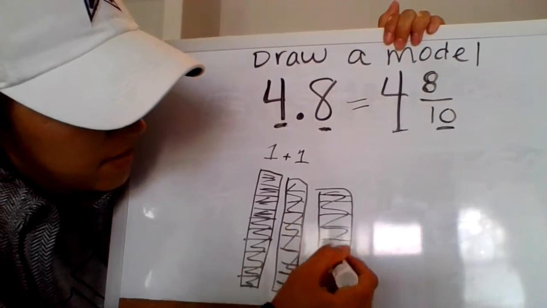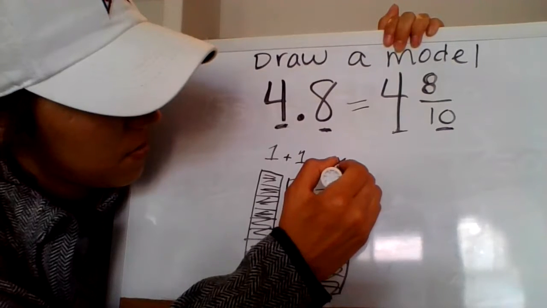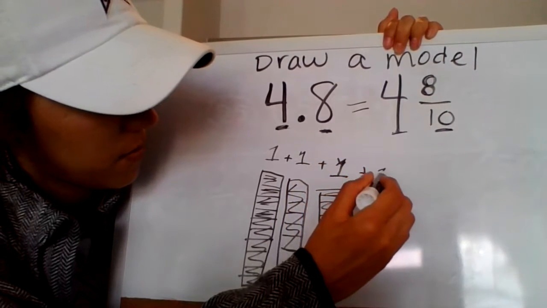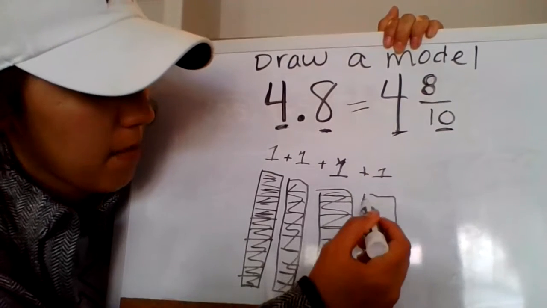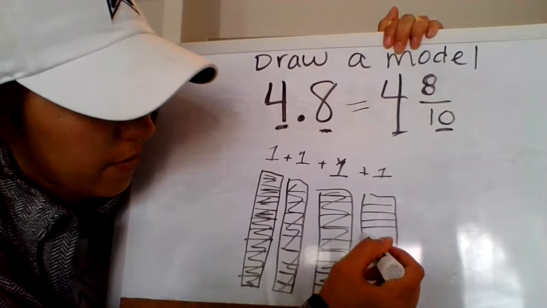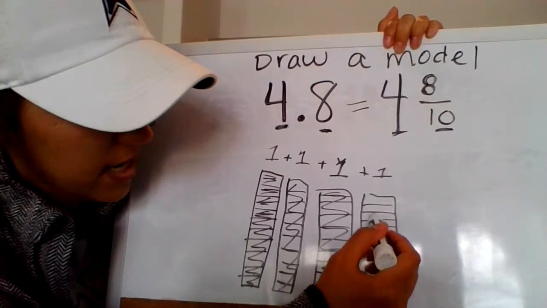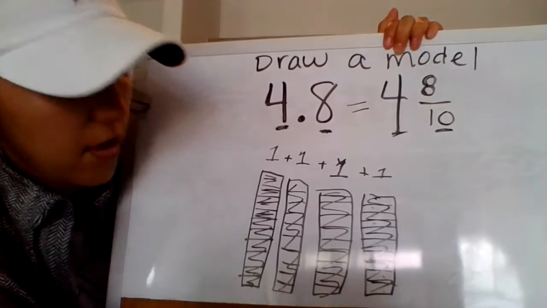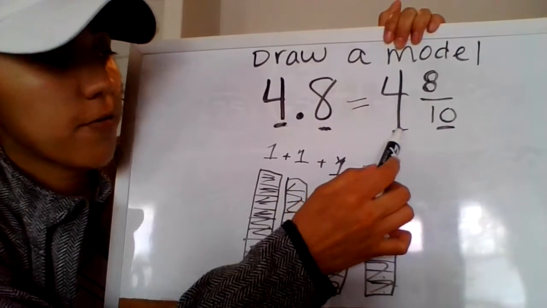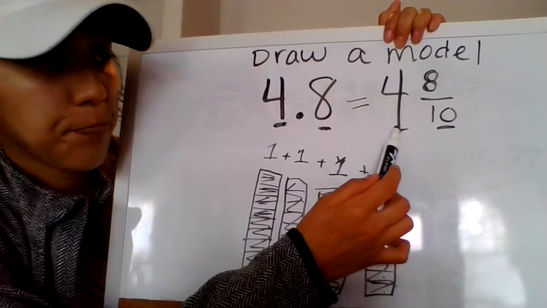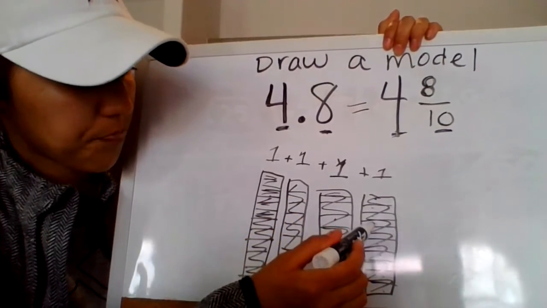This is another whole. Then you draw one more to represent that 4. Alright, so here are my 4 wholes for the 4 that's in the ones place. Okay? So here are my 4 wholes. 1, 2, 3, 4.